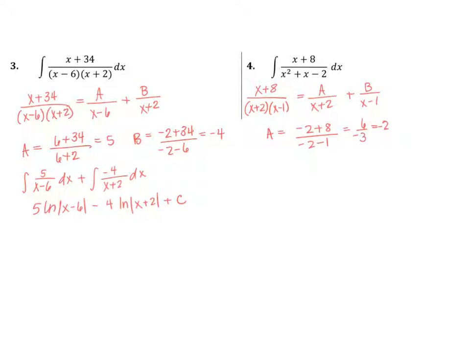For b, again, same work here. We're going to say b is going to be equal to, and we're plugging in a positive 1 this time. So it looks like we're going to end up with 9 over 3, so we get 3. And now we are integrating again. We have negative 2 over x plus 2 dx plus the integral of 3 over x minus 1 dx. And then we will have negative 2 natural log absolute value of x plus 2 plus 3 natural log absolute value of x minus 1, and then plus c.